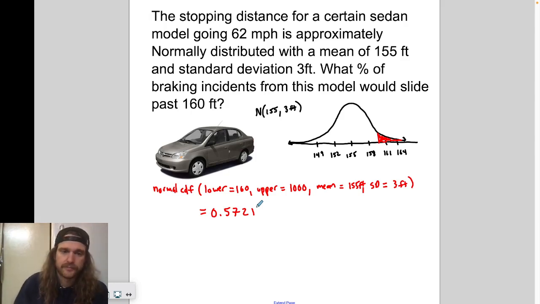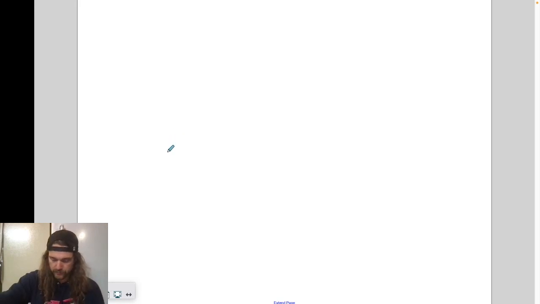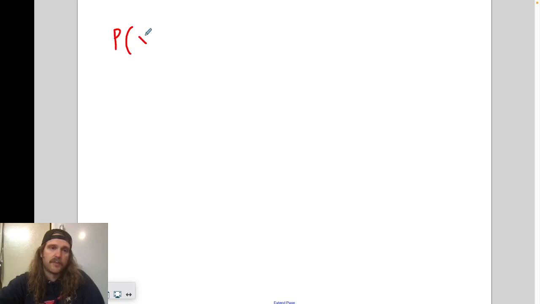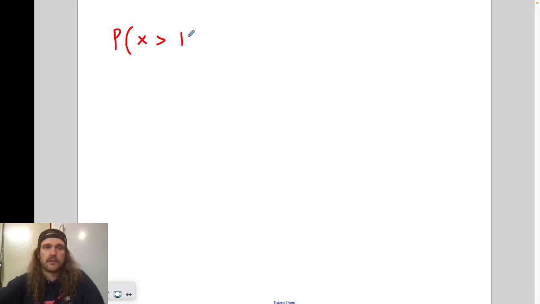So how do we do this the hard way? All right, if we want to do this the hard way, let's go back to inserting a blank page here. Let's try this again. To do this the hard way, we're going to say, I want to know for this distribution, when are my observations greater than the value? Greater than 160. So we're going to turn this into a z value now.